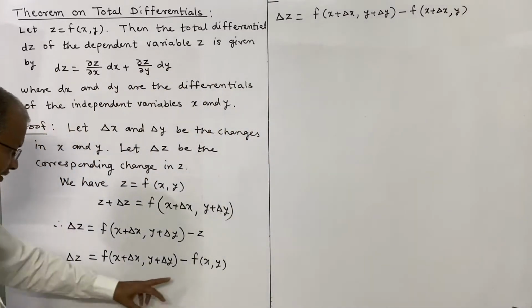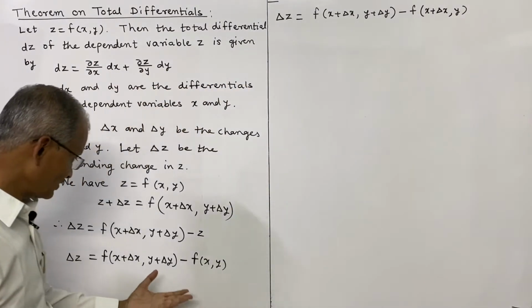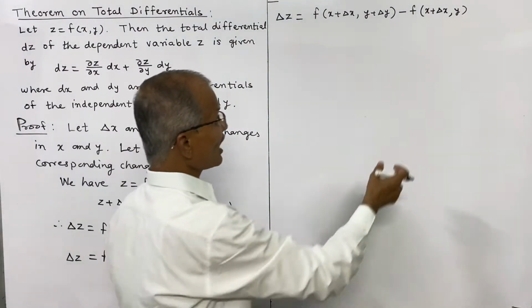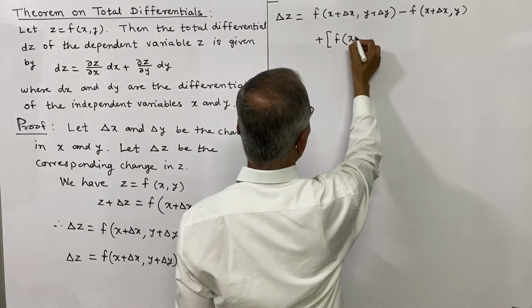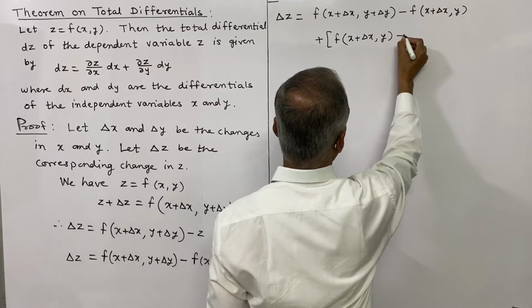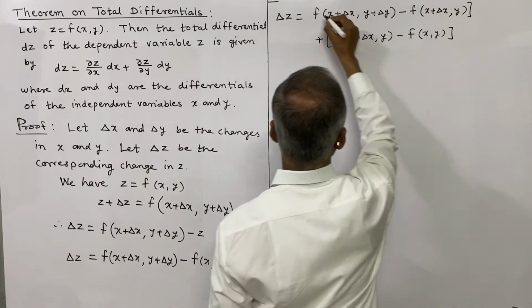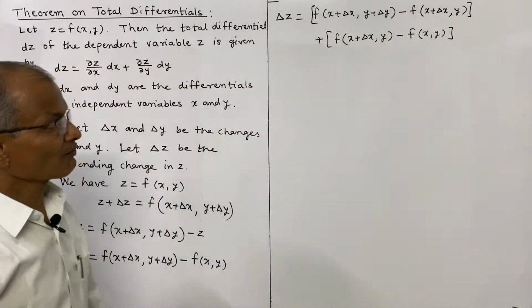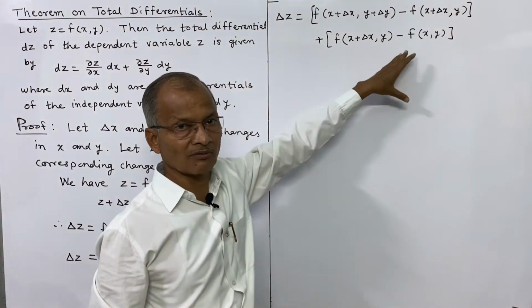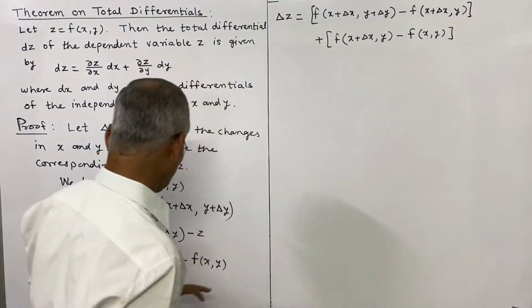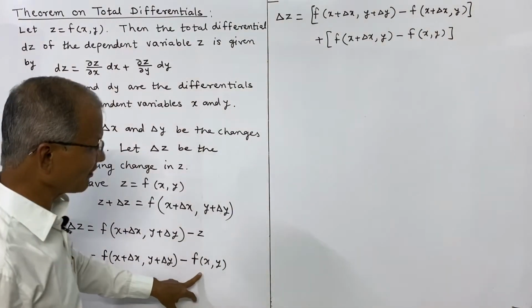See, I have not written this term, but I have written this additional term minus f of x plus delta x comma y, which is not here, and therefore we have to add the same term, and that I shall write plus f of x plus delta x comma y minus f of x comma y, and I put these quantities in bracket. Now you note what we have done, we have subtracted and we have added this term, so there is no change in the value, and the original function on the right side remains the same, f of this quantity minus f of x comma y.